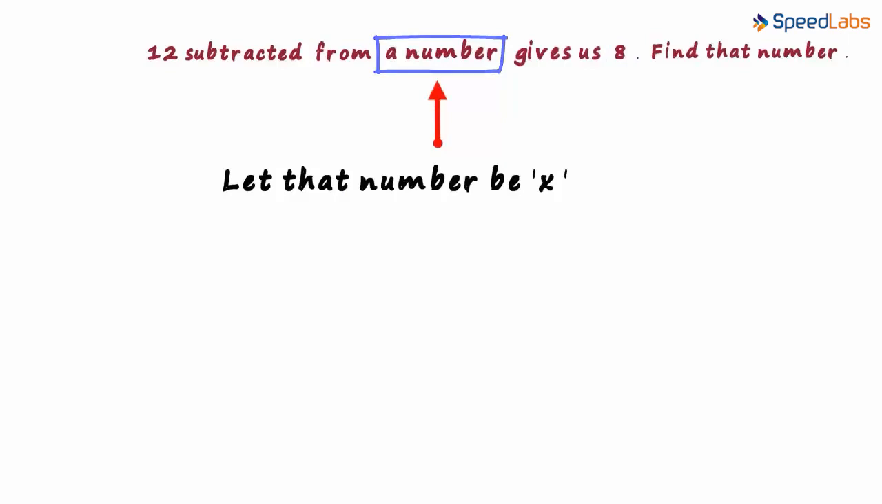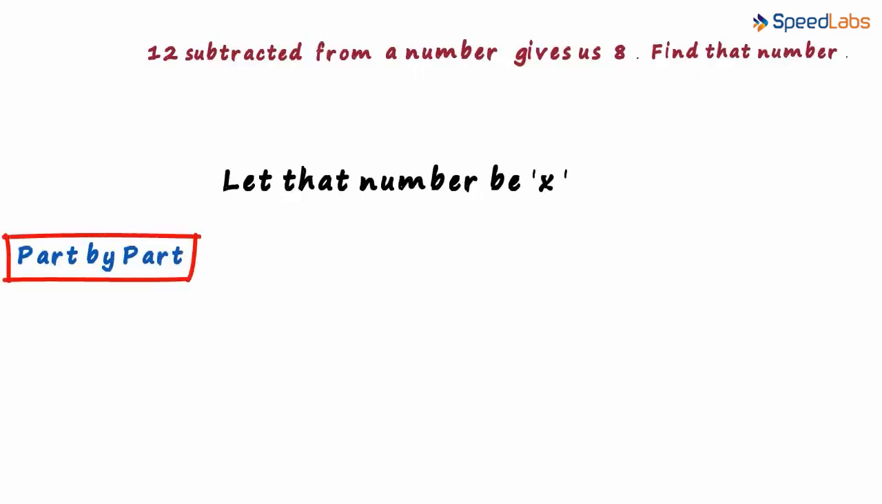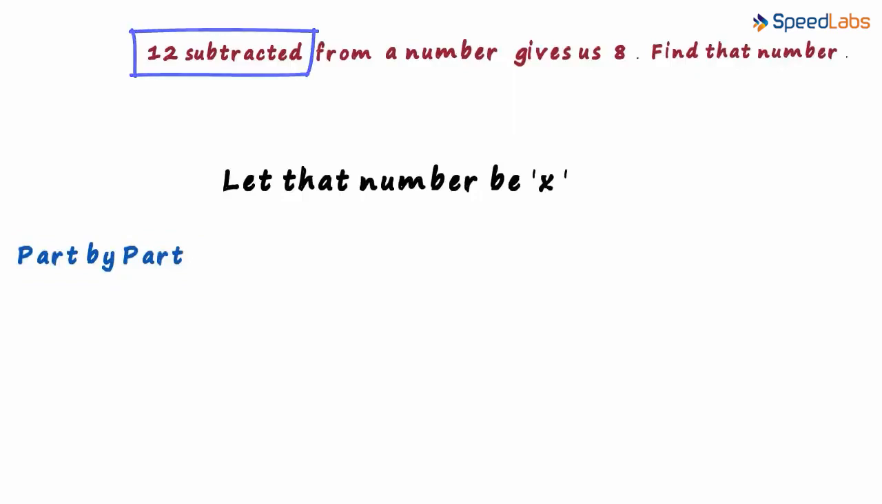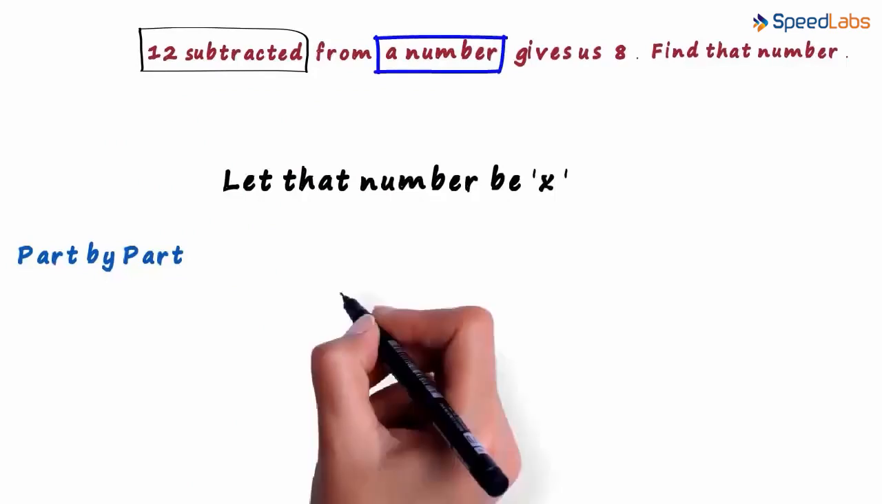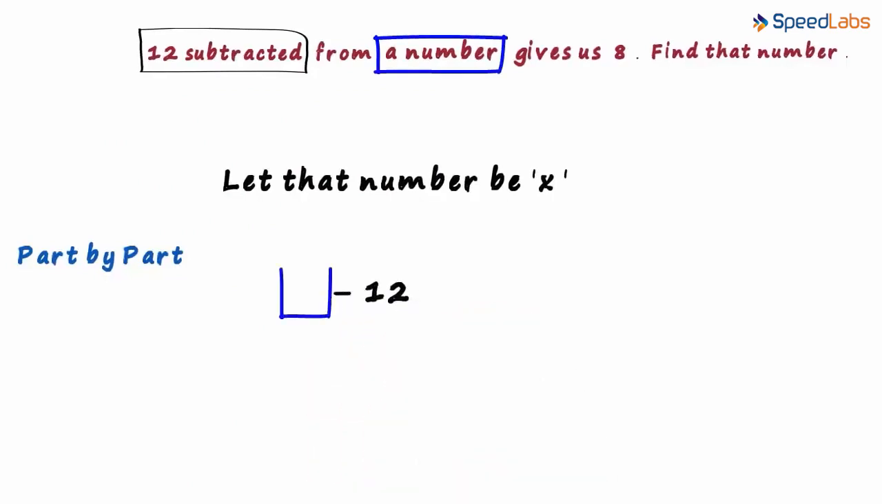To form the equation correctly, you have to read the question very carefully, part by part. After you're through with this video, you will know what part by part means. So let's start reading this question. It says 12 subtracted, and we stop. This is our first part, 12 subtracted. So we know 12 is subtracted from something. So we write minus 12 and we will have something here. But subtracted from what? Let's continue reading the question.